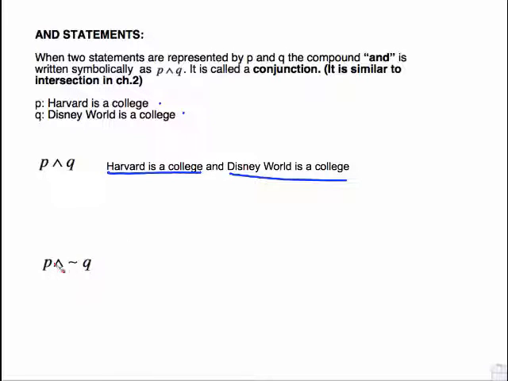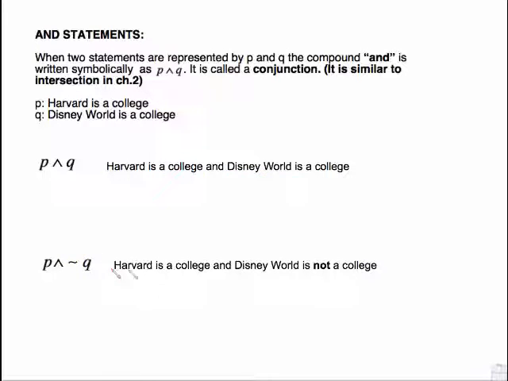This down here says P and not Q. Remember what that is, the tilde is the not. So if I put those together in words, I'm looking at Harvard is a college and Disney World is not a college. Now when you do these, you don't have to do the bold. I'm just putting the bold in here for today to help you remember that the not is the tilde there.